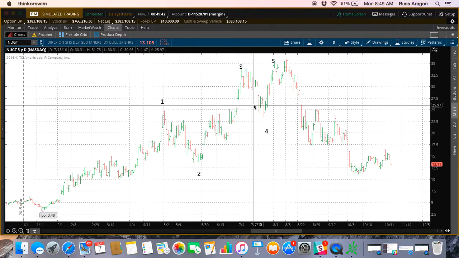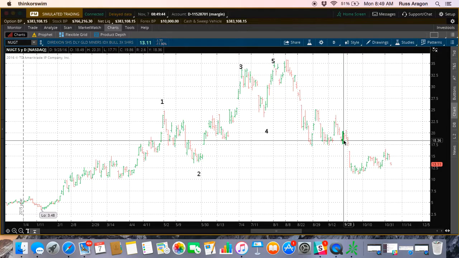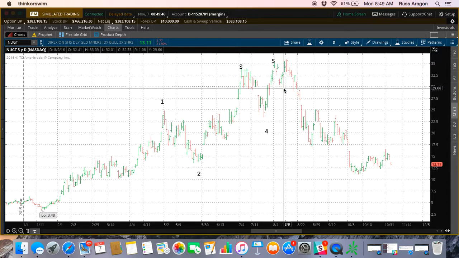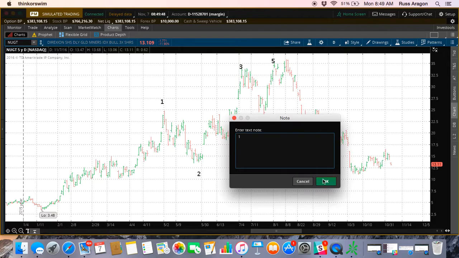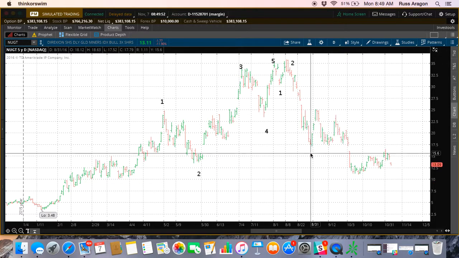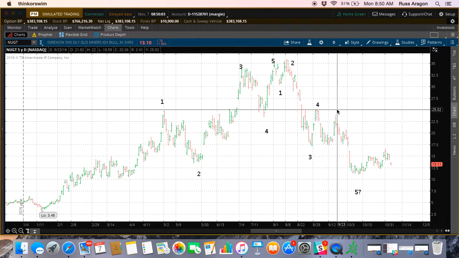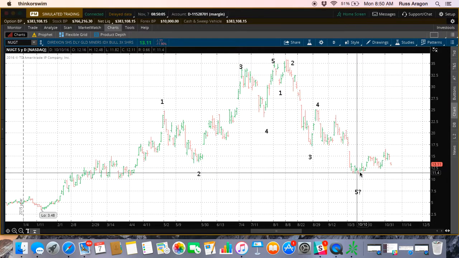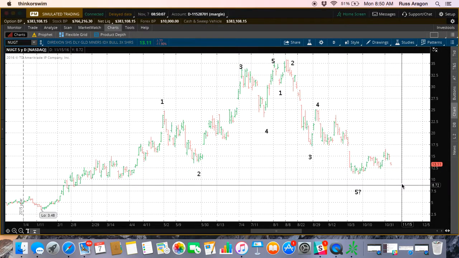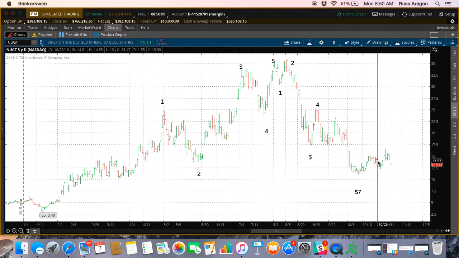Okay, so now what we're seeing is we got this down move. If this is 5, I'm going to call this 1, 2, 3, 4. And the big question we're all asking is, is this P5? Is that our P5? I believe that's P5. I don't think we're going to make a new low. We could, but I don't think we are.